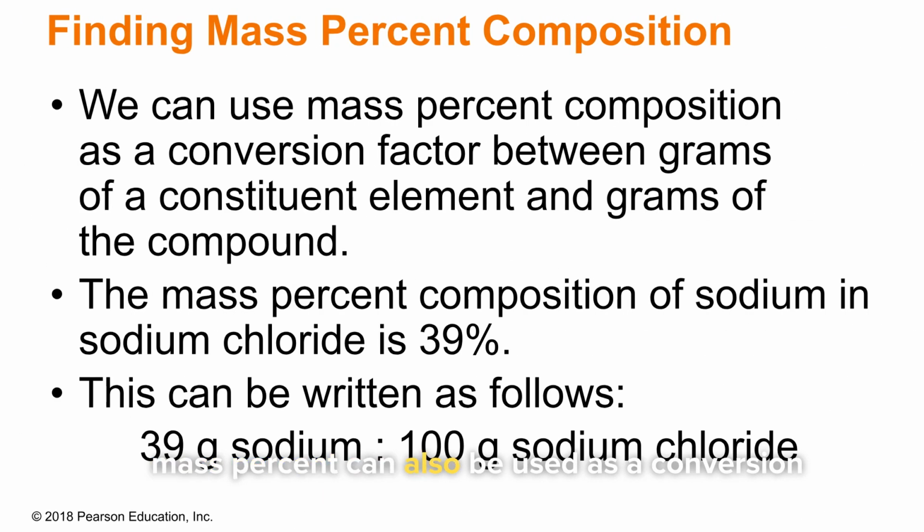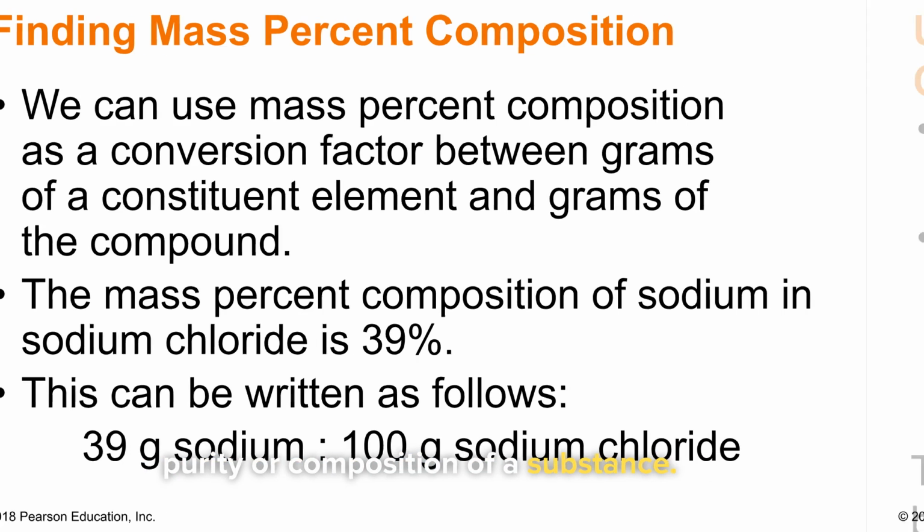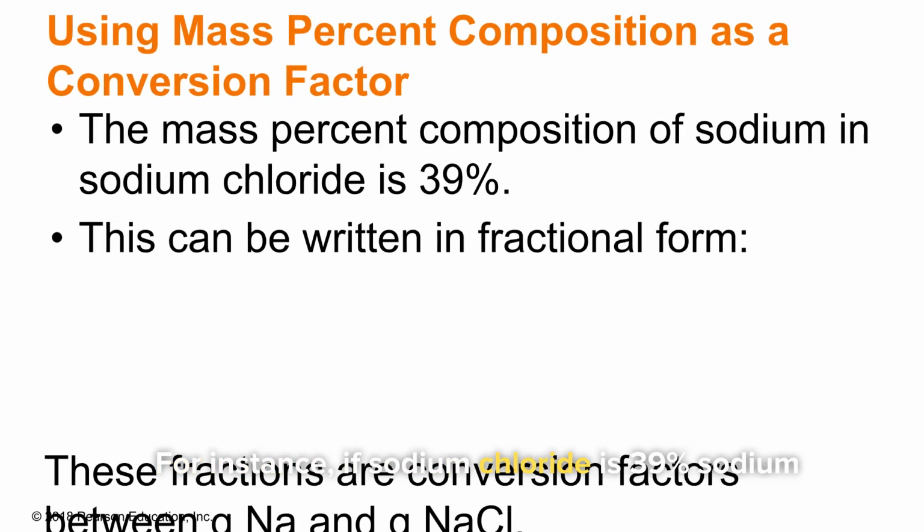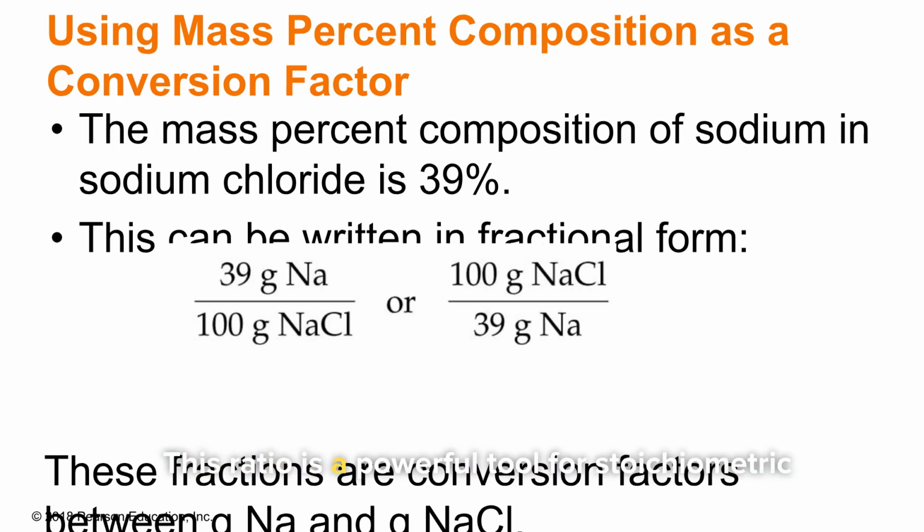Mass percent can also be used as a conversion factor between the grams of a constituent element and the grams of the total compound. It is a very practical way to understand the purity or composition of a substance. For instance, if sodium chloride is 39% sodium by mass, this tells us there are 39 grams of sodium for every 100 grams of the salt. This ratio is a powerful tool for stoichiometric calculation.